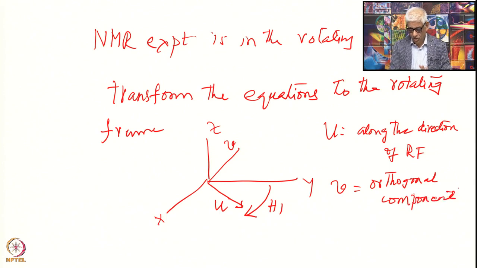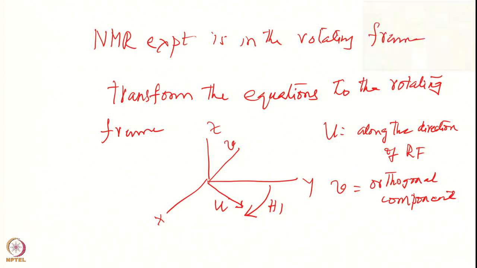So this is the mathematical operation, how to transform it. You have the magnetization M, which you can write in the laboratory frame as Mx, My, Mz, or you can write in the rotating frame as U component, V component, and the Z component, which is Mz only. The Z component does not change, and that is the U component. So now I make this transformation.